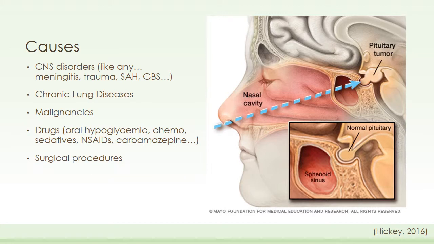Pretty much anything in the CNS can cause SIADH. It can be meningitis, a subarachnoid hemorrhage, Guillain-Barré. Patients with chronic lung diseases or lung cancer are more susceptible, as are some patients on common meds such as hypoglycemic meds, NSAIDs, Tegretol. Pituitary tumor surgery or any other neurosurgery can also cause SIADH.